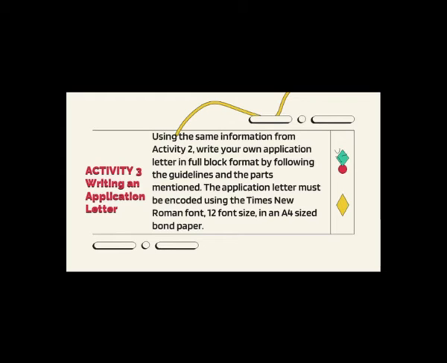Very good. Now that you're done with activity 2, we shall go to activity 3, writing an application letter. Using the same information from activity 2, write your own application letter in full block format by following the guidelines and the parts mentioned. The application letter must be encoded using the Times New Roman font, 12 font size, in an A4 sized bond paper.